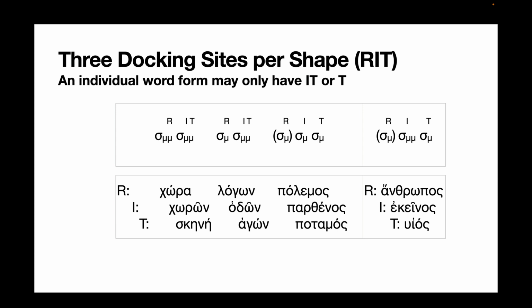So over on the left, the 3-2 shapes. Over on the right, the 4-3 shape. And I've put R, I, and T above the respective morae, showing you where the 3 docking sites are. And then down below, I've shown you how these look on actual words of this shape. So you can follow along here, but doesn't this make so much more sense than the random collection of rules that you seem to learn about long and shorts and circumflexes and everything else?